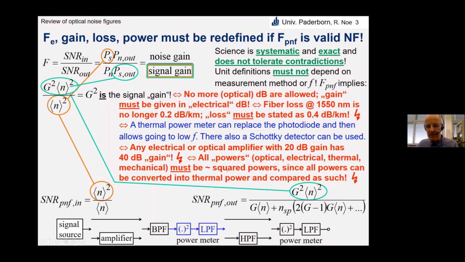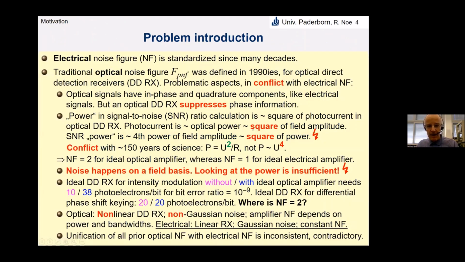Work is time times the square root of the so-called power. So either this physics is correct or this is an optical noise figure. I think physics is correct. And the problem is that the photocurrent is proportional to the square of the field amplitude, but the SNR power is proportional to the square of the optical power. So there's a conflict with 150 years of science.